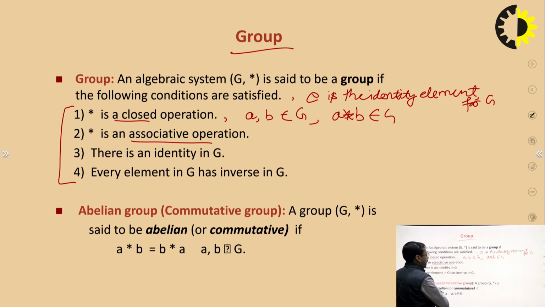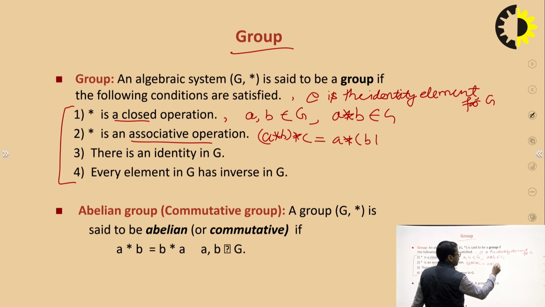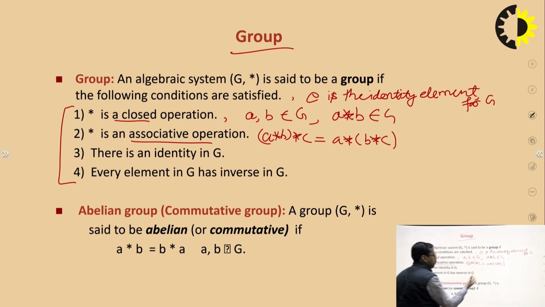For the associative operation, A star B star C, it is only a matter of concern in which order we execute it. A star B we execute first, then we apply the resultant on the element C, and the resultant will be equal.